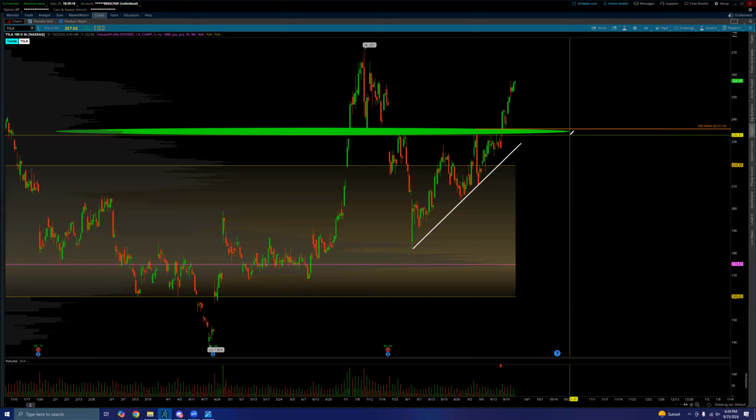Any other questions? Cool. If not, I have one other even shorter term way to identify the current state of price action. Everybody feeling all right?